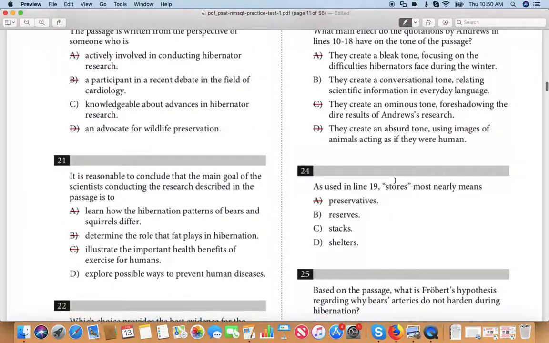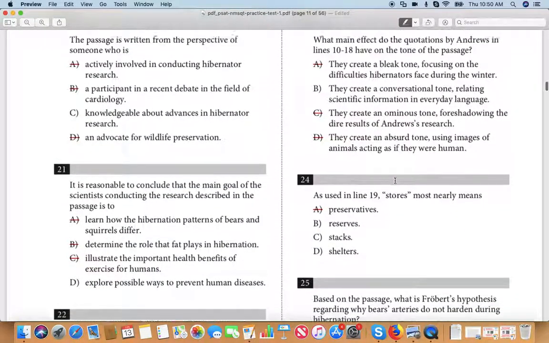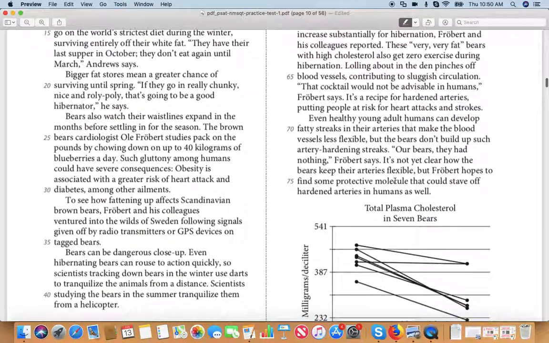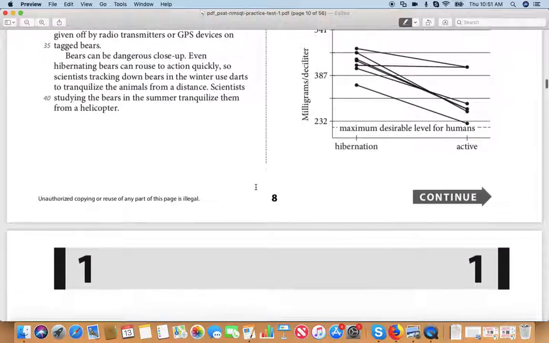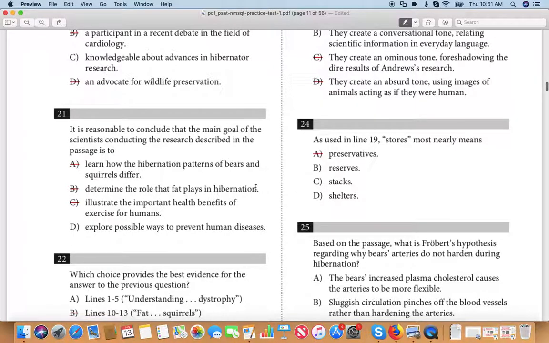Let's keep it. Try answer choice C. I love answer choice C so much. Bigger fat stacks mean a greater chance of surviving until spring. I know that's not an acceptable term, but I love fat stacks. That needs to be a thing. Sadly, we have to eliminate answer choice C.